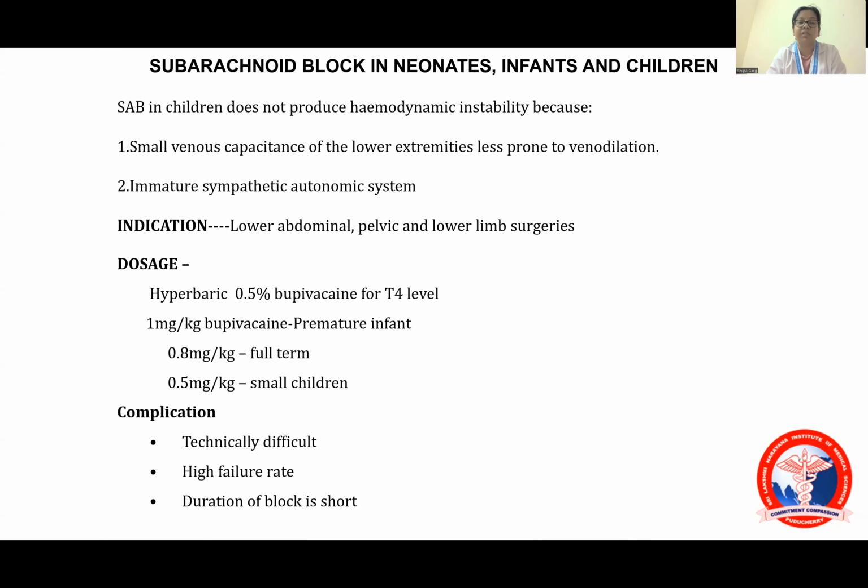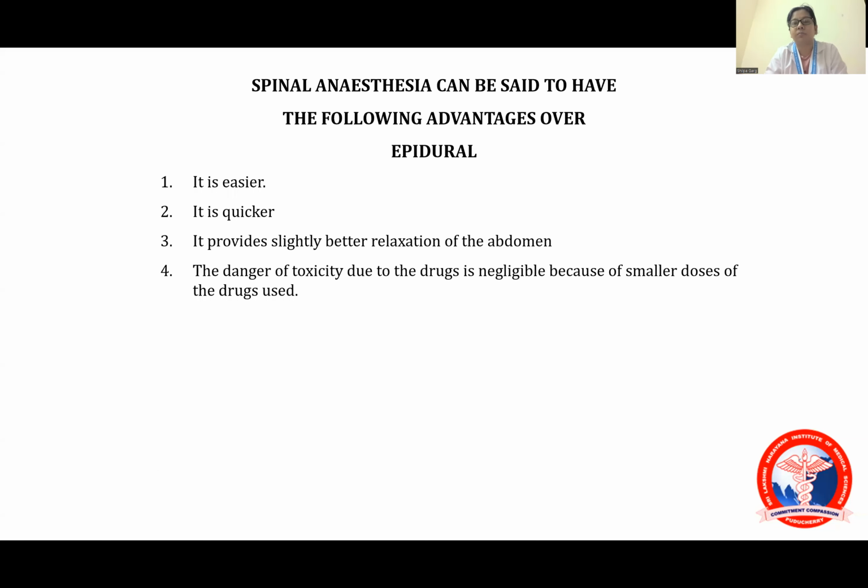What is the dose of bupivacaine? For premature infants, it is 1 mg per kg. For full-term infants, it is 0.8. And for small children, it is 0.5 mg per kg. However, there are some complications associated with spinal in children. Mostly they are related to technique. It is technically difficult to put a spinal in children, so there is a higher failure rate. Plus, the duration of block is also small.